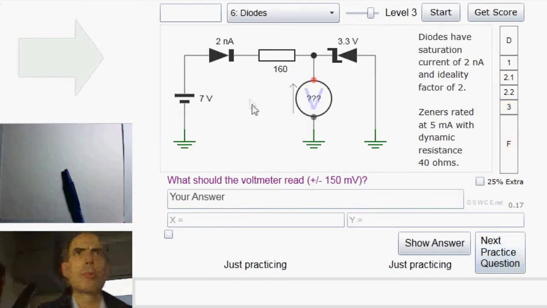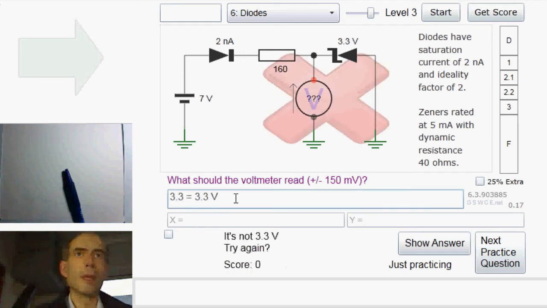Okay, this is a more interesting one, and it's a Zener diode in reverse breakdown, and it's clearly going to have some current flowing through it because we can quite easily get more than 3.3 volts across this Zener with a 7 volt source like this. At level 1 or level 2, we could probably just say that the Zener has a 3.3 volt breakdown voltage. It's in breakdown, therefore the voltage across it should be 3.3 volts.